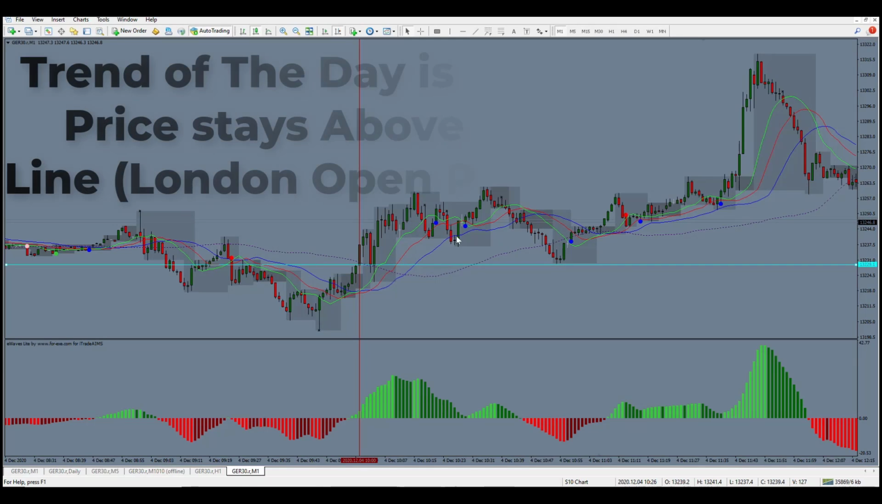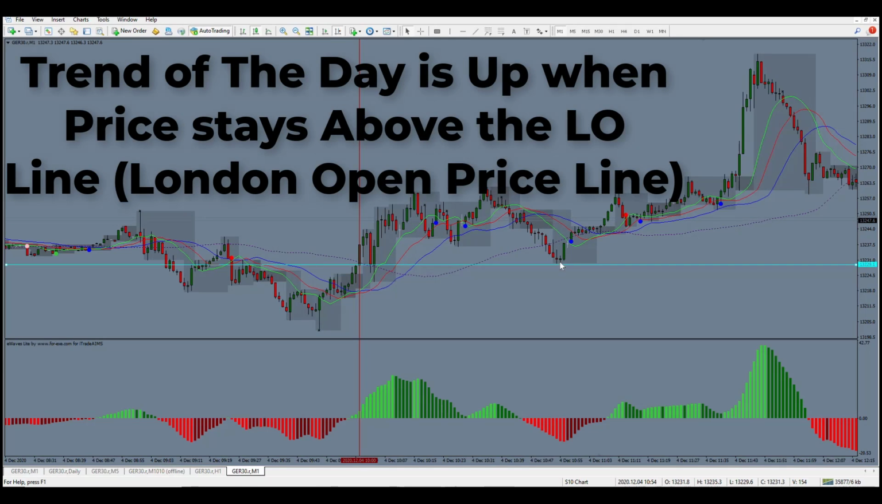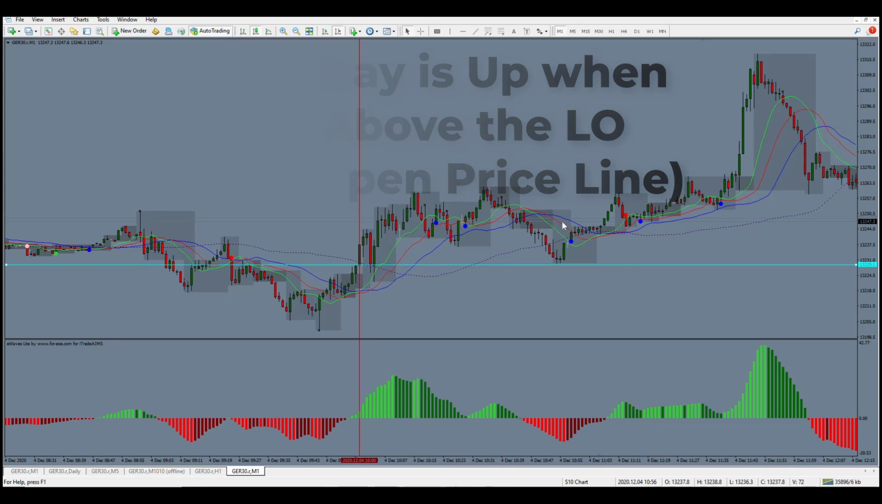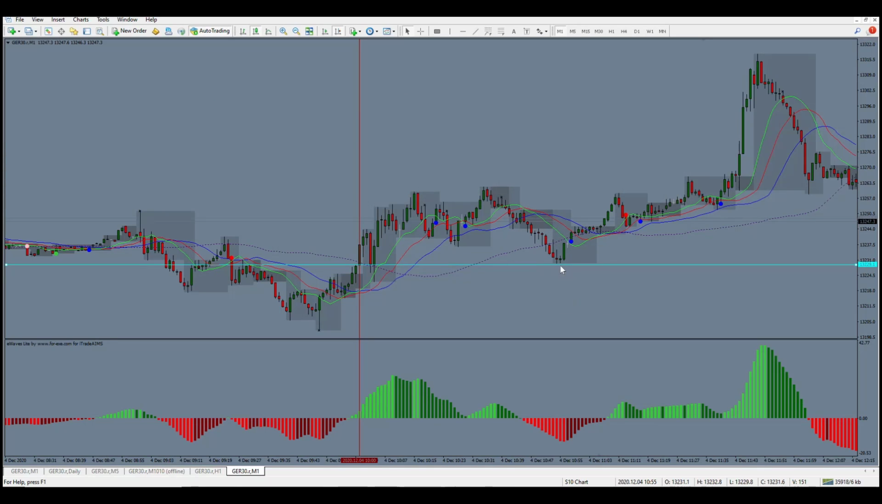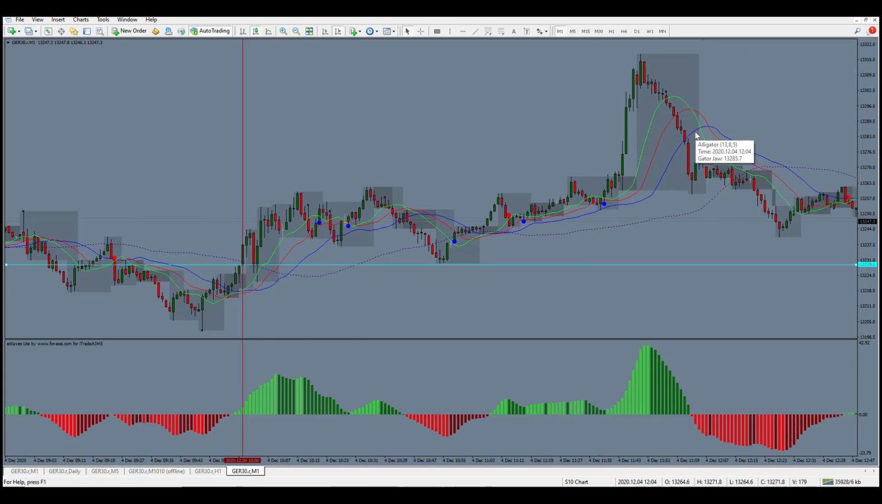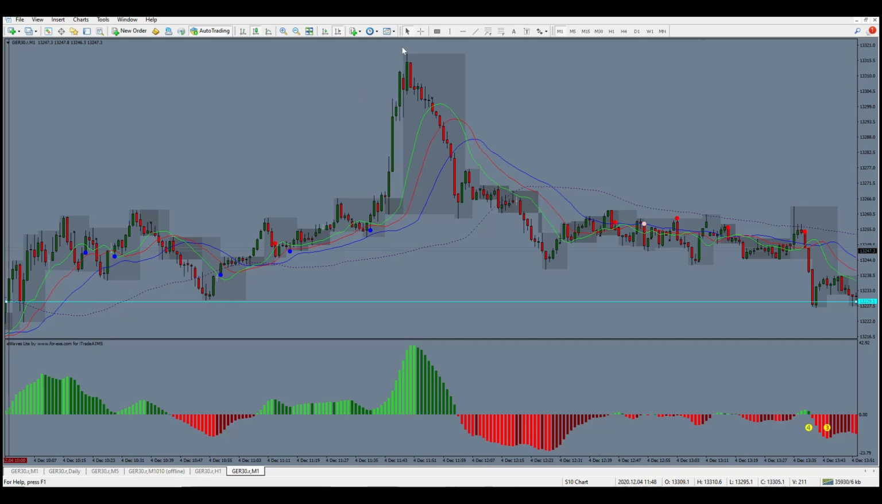So if you look at today's price, it went up, came back to it, and as soon as it came down, it looked like a downtrend from the moving averages point of view, but the trend of the day was up, and it pushed price up again. And then price went up away from it. So around this time, the price had moved around 88 points from its open.